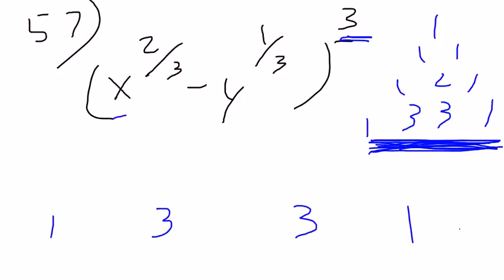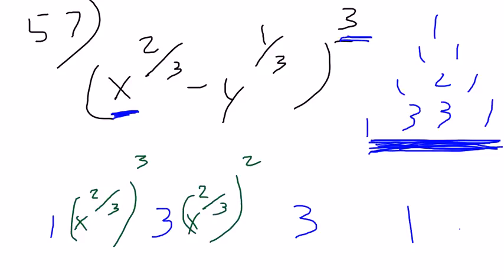Alright. This x, switch colors for you. This x to the 2/3 is going to be to the third to start off with. And then it's going to go to the second. And then it's going to go to the first. And then it's not even going to be in the last one. Y does the opposite. So it would be negative y to the 1/3 to the third.